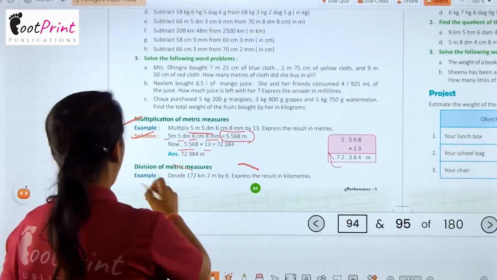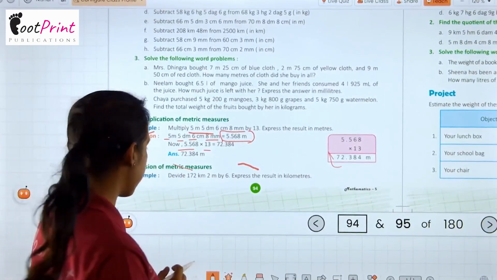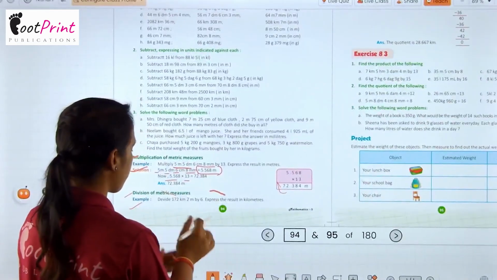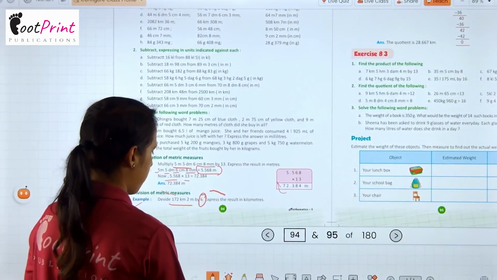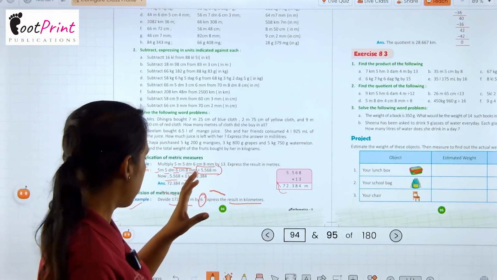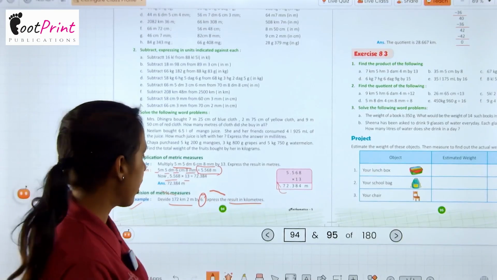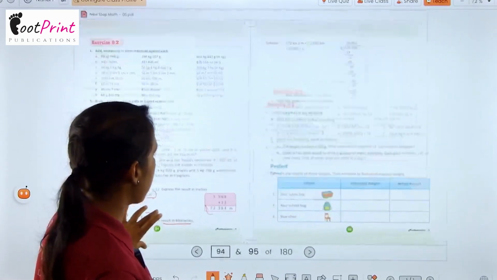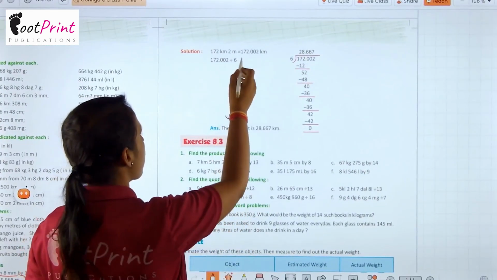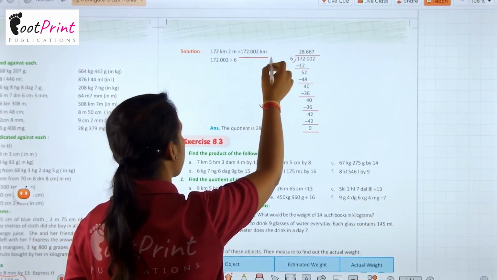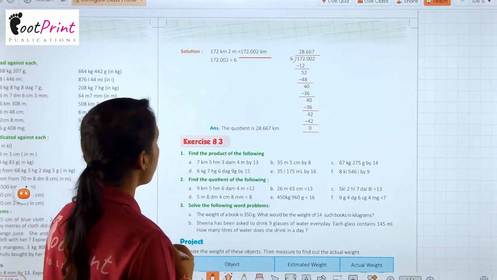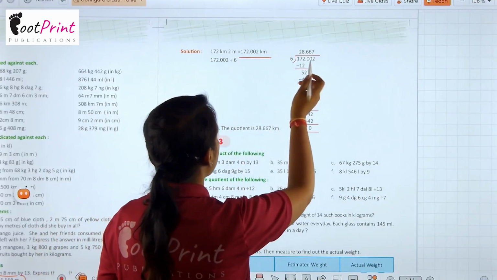Now we know how to divide metric measures. Okay, so example is given here. Divide 172 kilometer 2 meter by 6. Express the result in kilometer. Now we have to write our result into kilometers. Okay, so let's see the solution of this example. Here 172 kilometer 2 meter, we can write it as kilometer in 172.002 kilometer. Now we will divide it by 6.